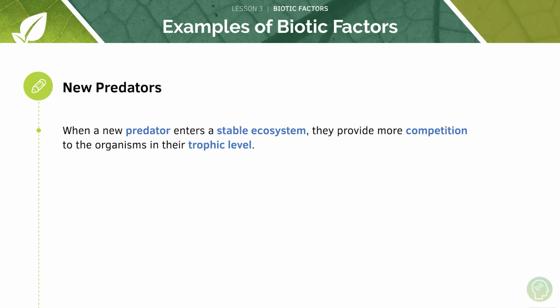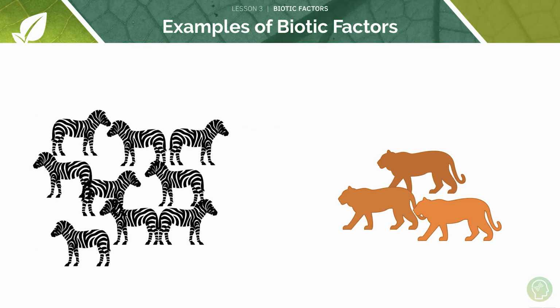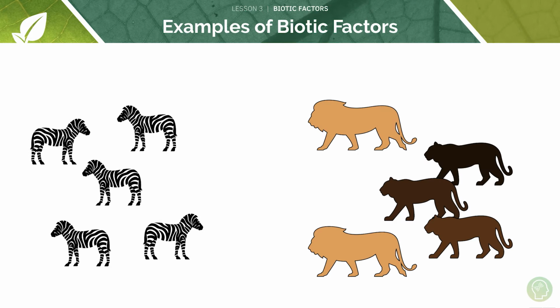Also, new predators are an example of a biotic factor. So when a new predator enters a stable ecosystem, they provide more competition to the organisms in their trophic level. This will mean that the number of prey will dramatically decline, which could wipe out all of the other predators as their food supply will be reduced dramatically because the number of prey are decreasing. So for example, we might have lions entering a zone of zebras. This is eventually going to wipe out the zebras because they are competing at the same trophic level.